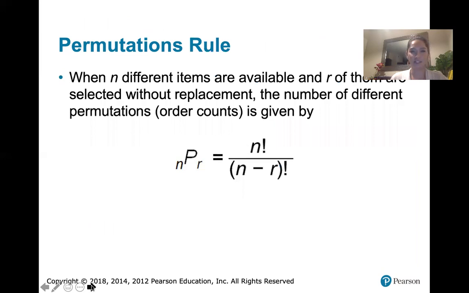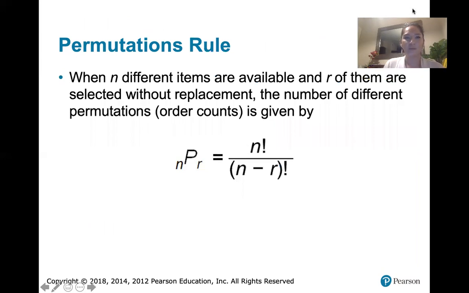So here's our permutations rule. If you want to count permutations, you'll use this rule. It says, when n different items are available and r of them are selected without replacement, the number of different permutations is given by this notation with this formula. So we have n of them, and we're choosing r of them, and we want the number of permutations where order matters. In order to find that, you take n factorial and you divide by n minus r factorial.